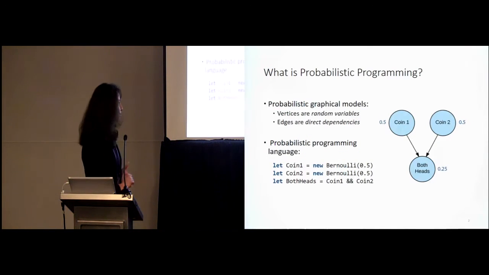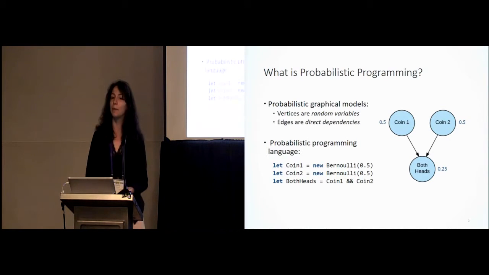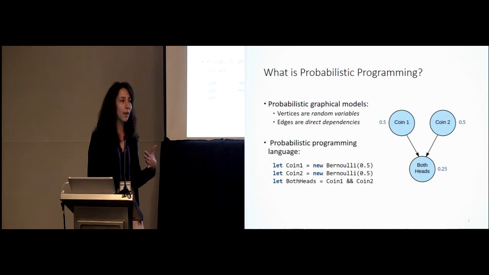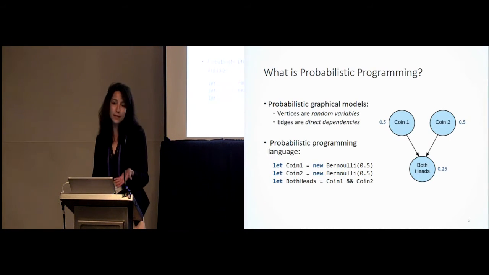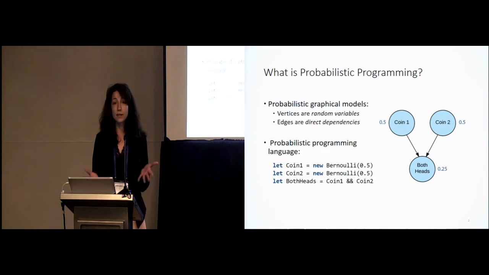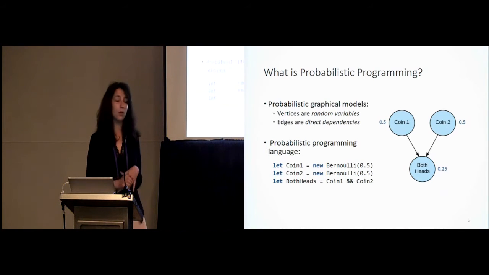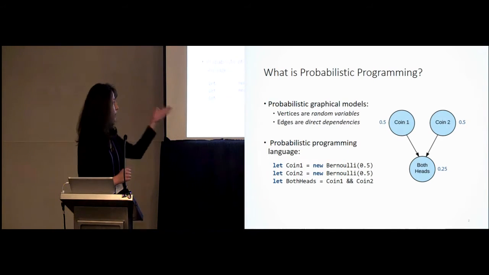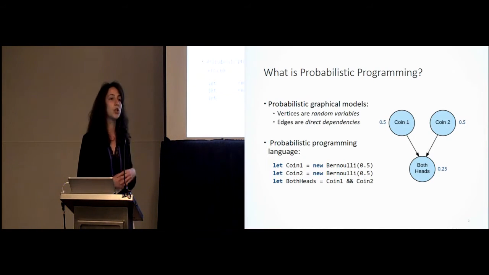Right. So firstly, what is probabilistic programming? Well, let's start with what a probabilistic graphical model is. These models describe our belief about a probabilistic system. So that is what the probabilities of certain events happening are, what are the dependencies between those events, and so on. This belief is expressed as a network where each node is a random variable and each edge is a direct dependency.